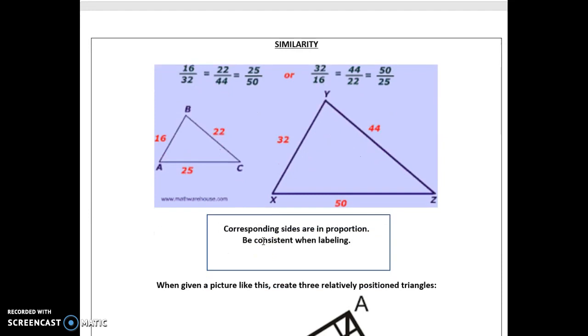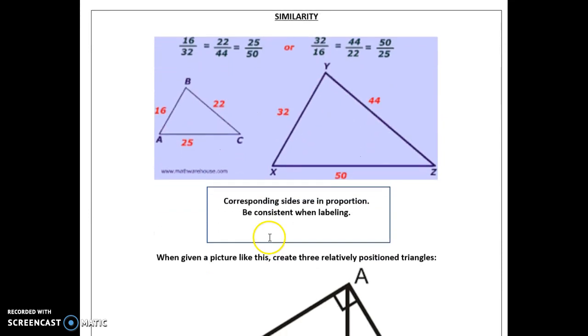Then we're going to talk about similarity. This is the final topic for today. Similarity means that you have similar triangles in the fact that they look exactly the same, except one is larger than the other. The angle measures will remain the same. So angle A is the same as angle X. If angle A is 70, then angle X is 70. These are corresponding angles. If B is 90, then Y is 90.